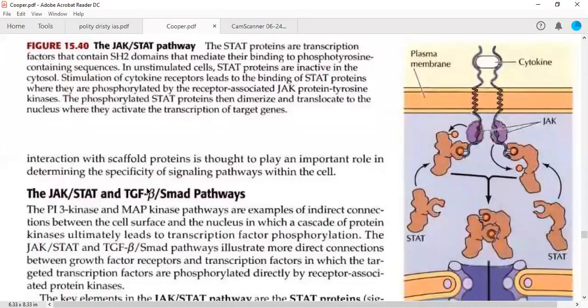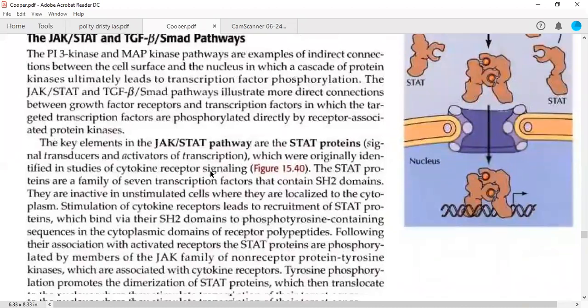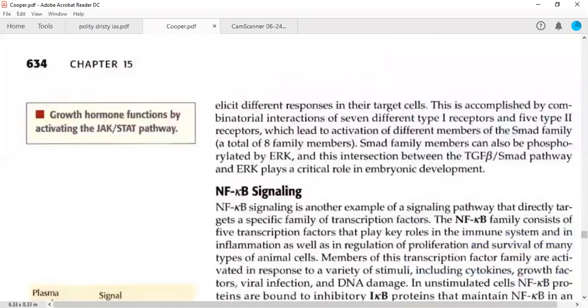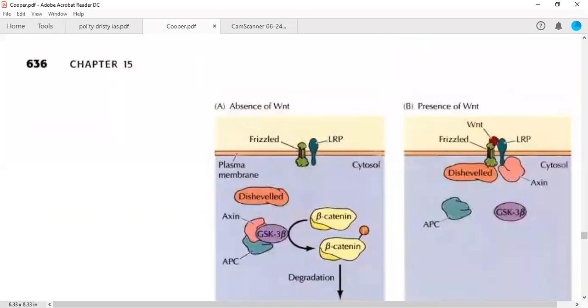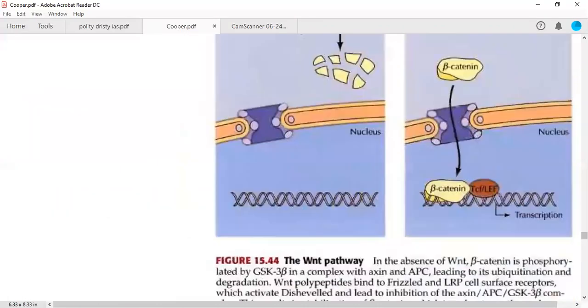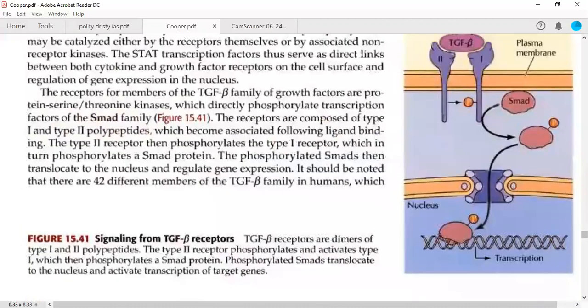Tomorrow we will start JAK-STAT signaling, transforming growth factor beta and SMAD pathways. These are another type of signaling pathways in our cells, and we have very few pathways left. One is NF-kappa B signaling, which is also important. And some of the signals, for example hedgehog signaling, Wnt signaling, which is present in developing embryos, so Wnt, hedgehog, and notch signaling. These are left, and with this we will end our signal transduction. I hope tomorrow I will be able to finish cell signaling, and then we will move to some other topic.